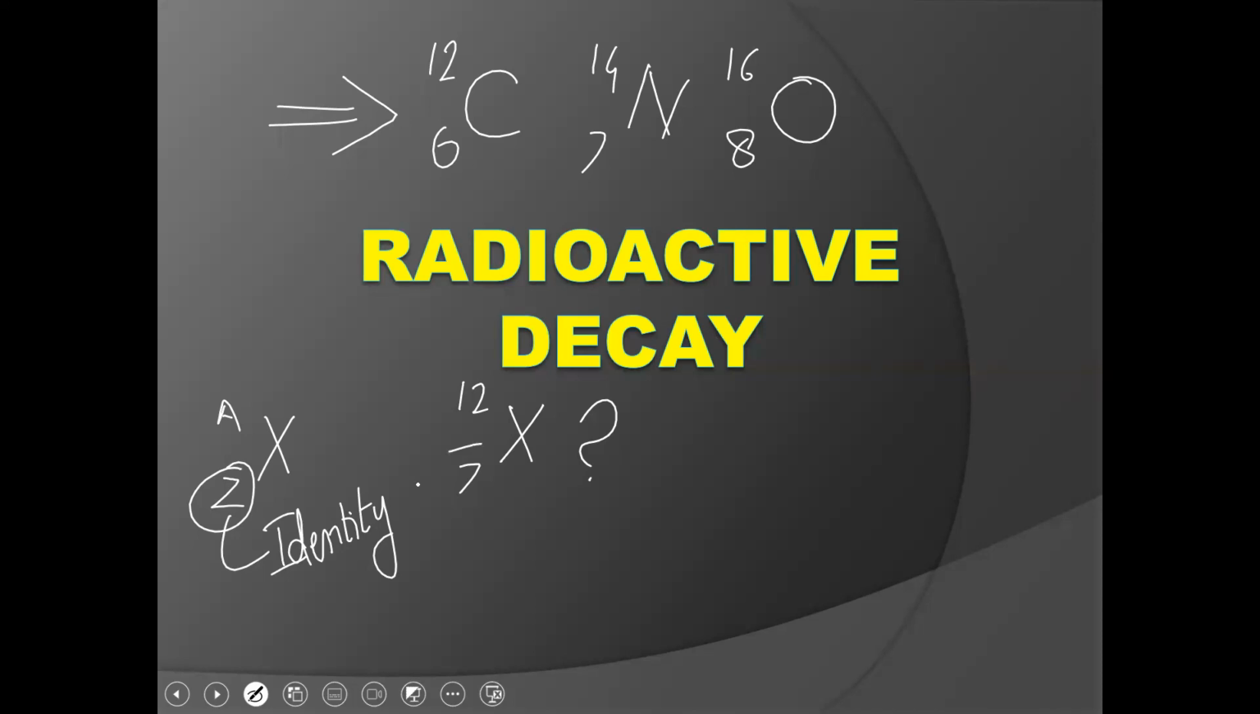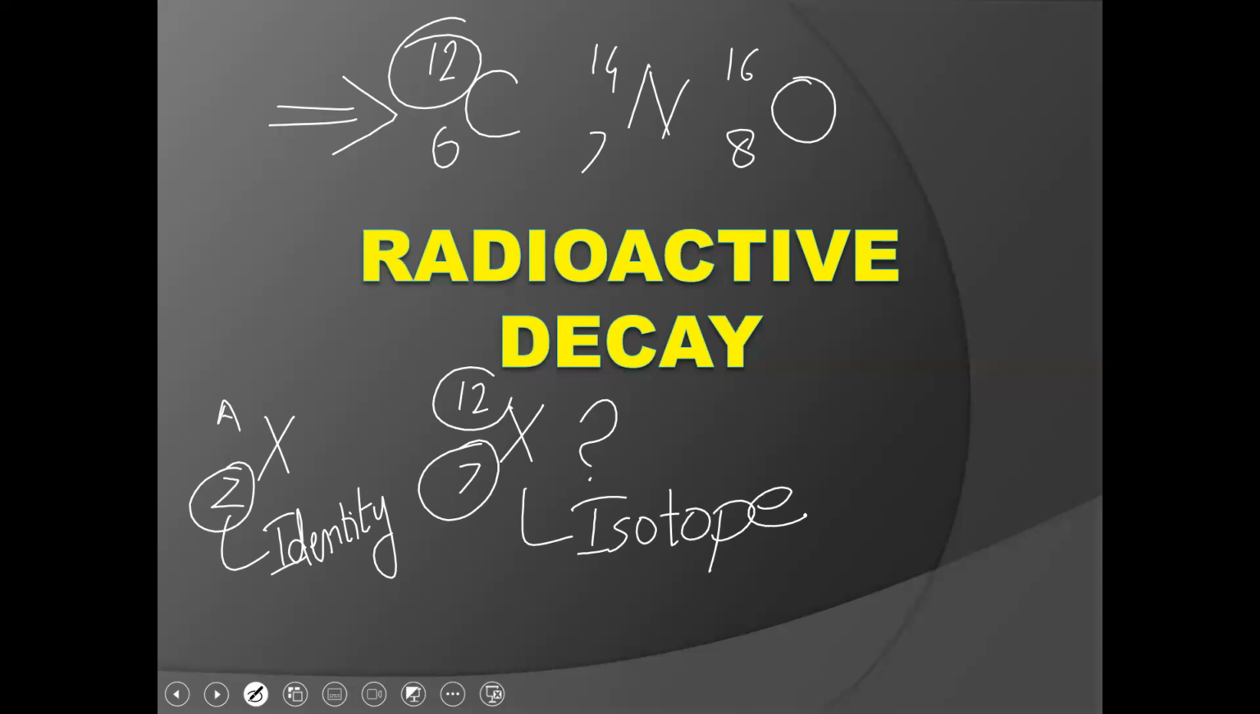Please tell, this number is 7. I said nitrogen. Good. Why is it nitrogen even though the 12 is matching with carbon? Because the atomic number is 7, and that's what we're looking for. An atomic number is the identity. So it means it is an isotope of nitrogen.